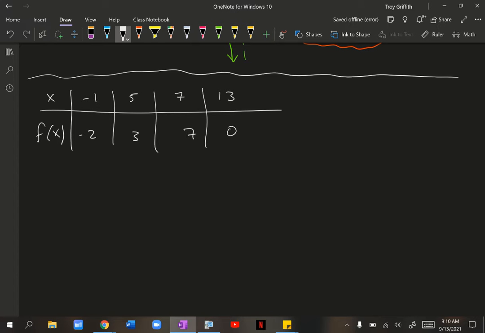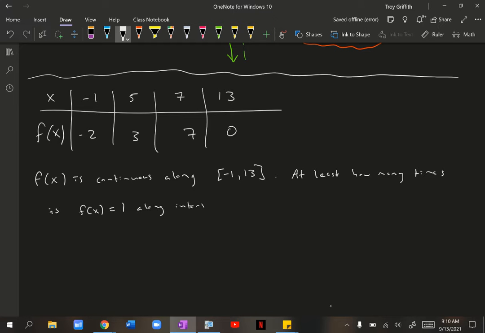And let's say I told you f of x is continuous along the interval from -1 to 13, the closed interval. Okay, and then I ask, at least how many times is f of x equal to 1 along the interval? At least how many times is f of x equal to 1 along the interval?